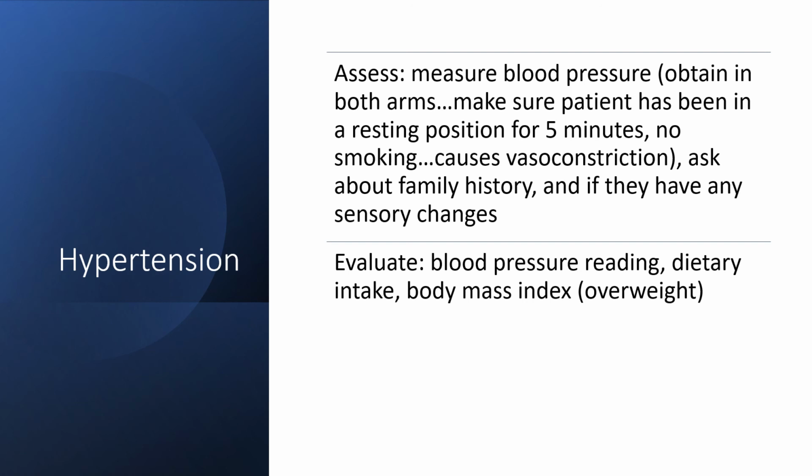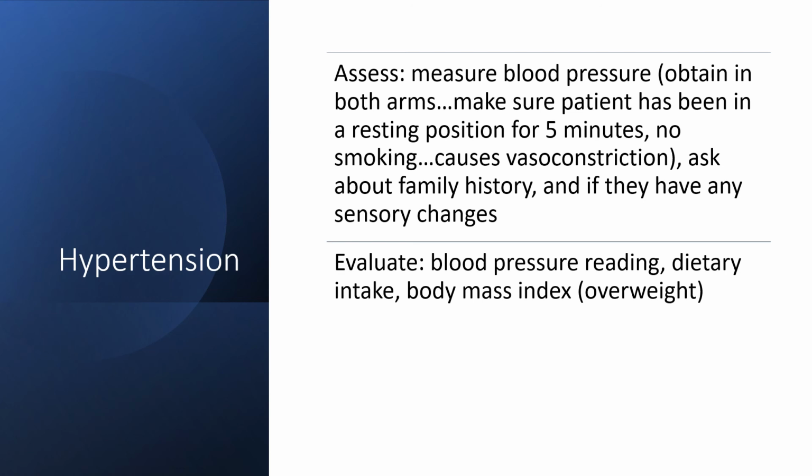Assess and evaluate are the same thing. Measure your blood pressure in both arms. Make sure the patient has been in a resting position for 5 minutes. This is the proper way to do your blood pressure. The patient is not smoking because that causes vasoconstriction. Ask about your family history, and if they have any change in their vision or in their hearing. You want to evaluate the blood pressure reading.